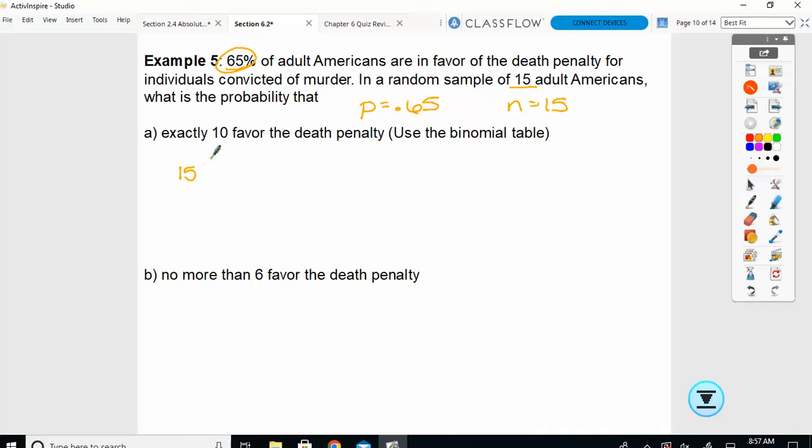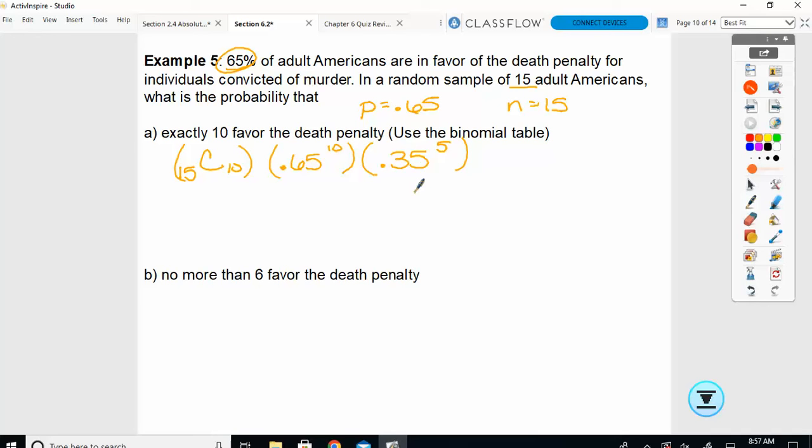So n choose x. So my n is 15. Choose, what is my x value here? 10. And then it says p, which we said p was 0.65, to the x power. So that would be to the 10th. And 1 minus p, what is 1 minus 0.65? To the n minus x. So 15 minus 10 is 5. Basically, if 10 of them say they are in favor, that leaves 5 of them to say they are not in favor.